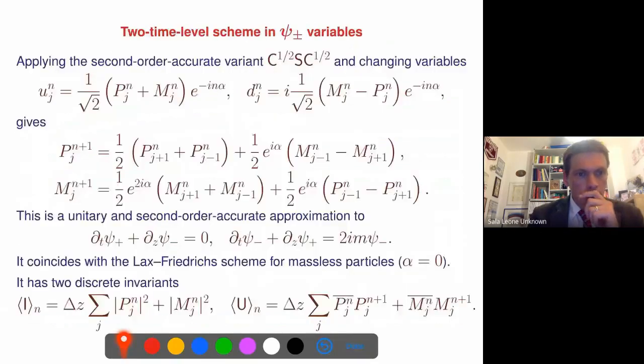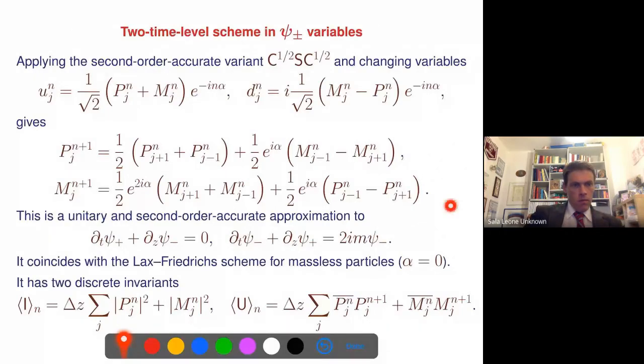I can take that 2 time level scheme, and I can make it second order accurate by doing, instead of collide and then stream, half collide, stream, half collide. That's a second order Strang splitting. You can also wrap that up into a unitary change of initial conditions. Then I can define a P and an M, which look like my psi plus minus. So I'm just undoing my unitary transformation. I then get this new scheme here for P and M.